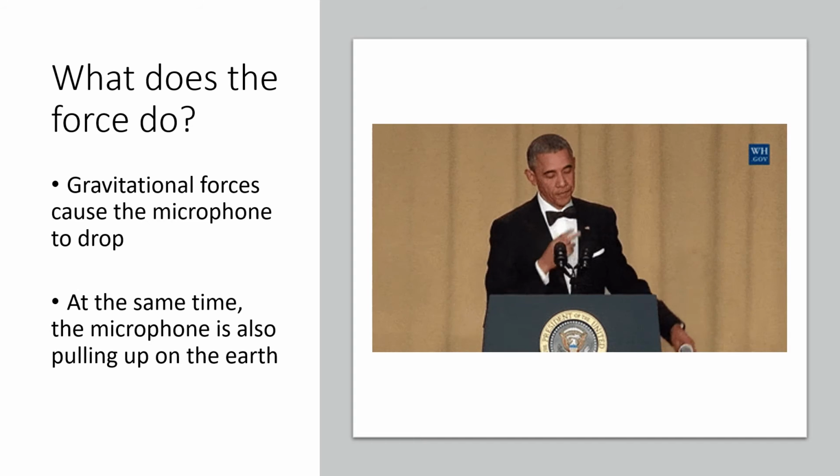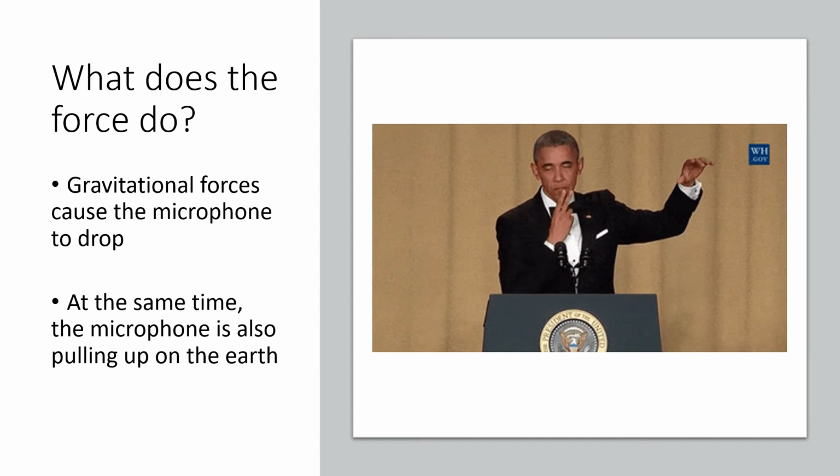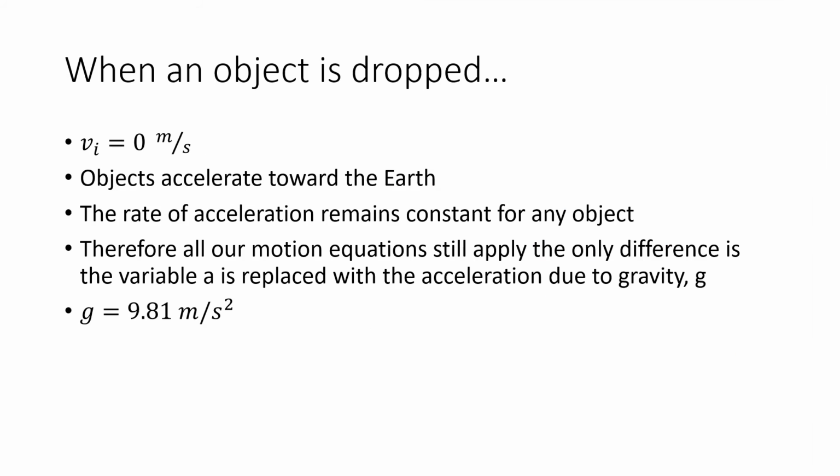That force is enough to move the microphone, but it's not enough to move the Earth. So when an object is dropped, here are some things we need to understand. The initial velocity of that object is going to be 0. Makes sense. It's not moving when we drop something. Objects are going to accelerate towards the Earth. Gravity is causing an acceleration. That force is acting on it.